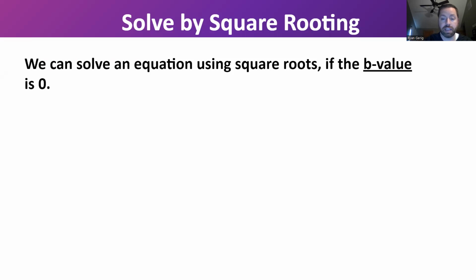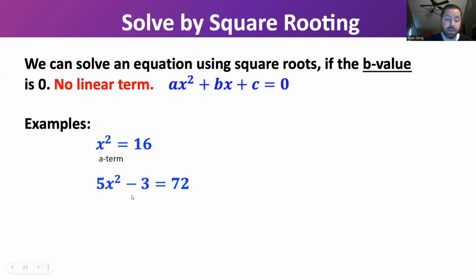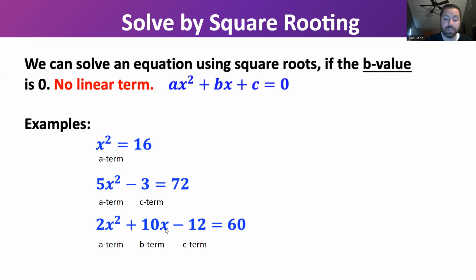But what you need to understand is that we can solve an equation using square roots only if the b value is 0. That means there's no linear term. The term in the middle, the one that has just an x, you can't have that term. If you do, you cannot do square roots here. Here's an example of one that you could do square roots on. This only has an a term and a c term. The c term is the 16. If I brought it over, it would be negative 16. This one has an a term and a c term, and there's no x term. This one, though, has a 10x. I cannot do square roots with this problem. I would have to do some other method.